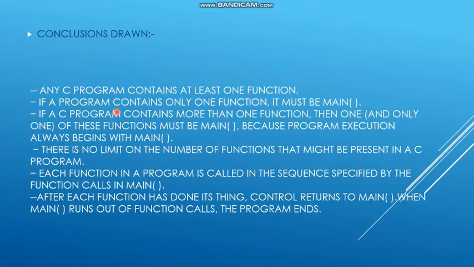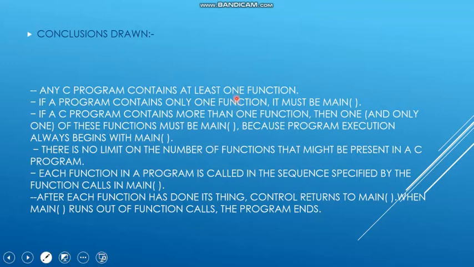If a C program contains more than one function, then one of these functions must be main, because main is the head. Program execution always begins with main, right? Whenever we run our program, the main block runs by default. Our program starts from main. The main part is our main function only.